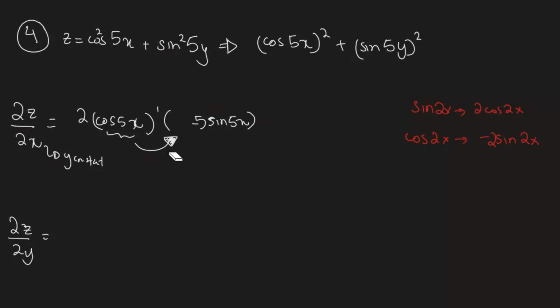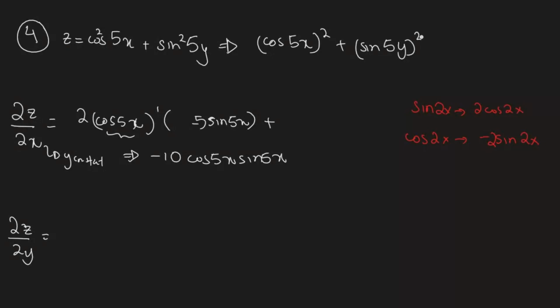Now, let me write it neatly at the bottom. If you simplify this, 2 times negative 5, that's negative 10, and then cosine 5x and sine 5x. Okay? But we're not done. Don't forget this. Now we are going to differentiate this.